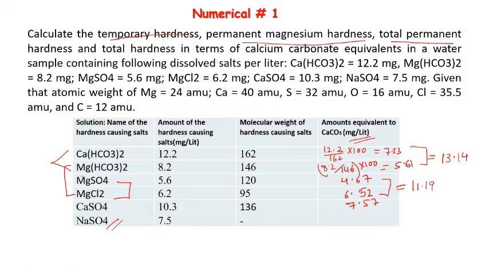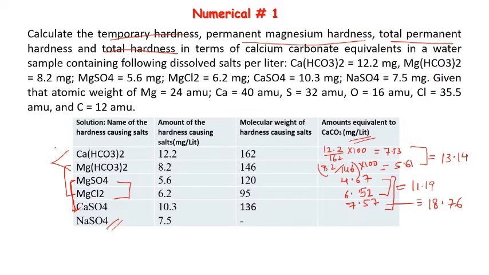The third one is total permanent hardness. Total permanent hardness will be due to this magnesium sulfate. Here it is the third one. So the sum of all these three values will be 18.76, and this will not cause any kind of hardness. And the last one is total hardness. So total hardness will be equal to the sum of all these.